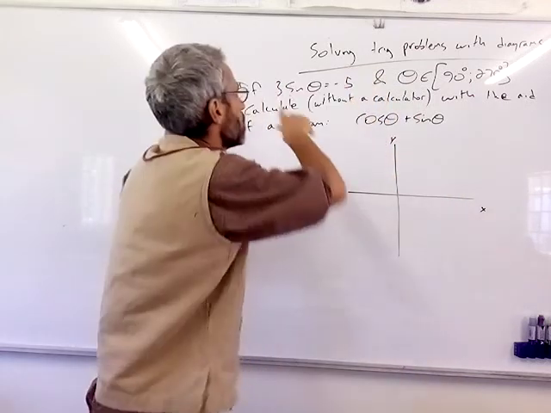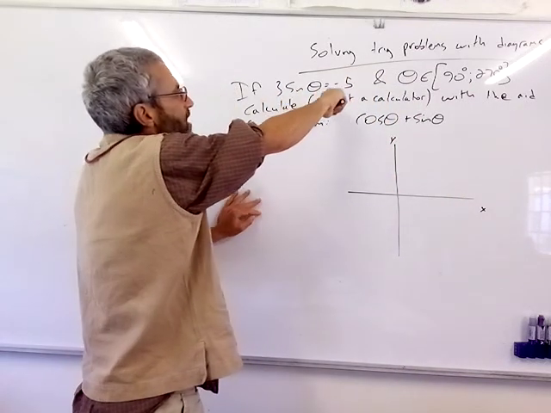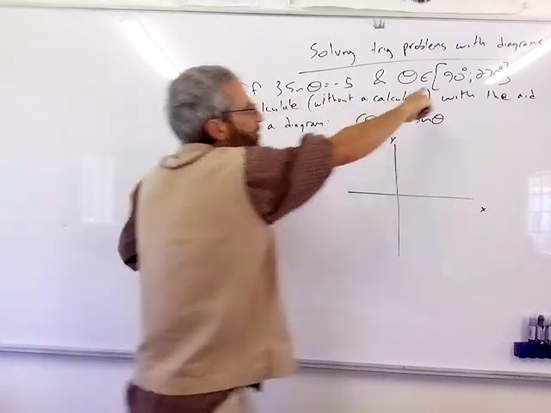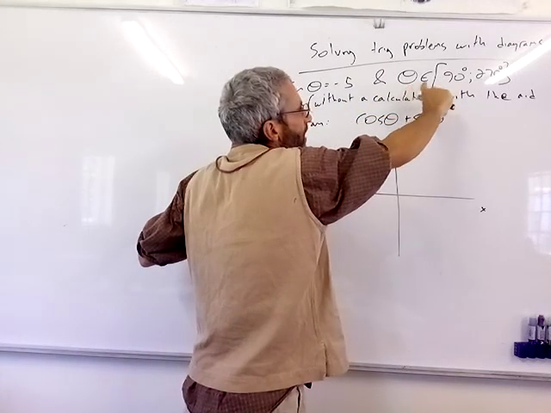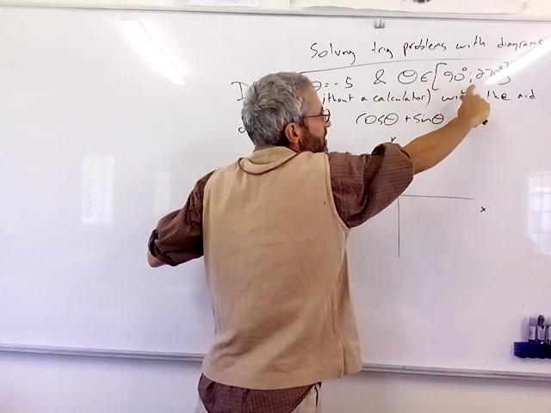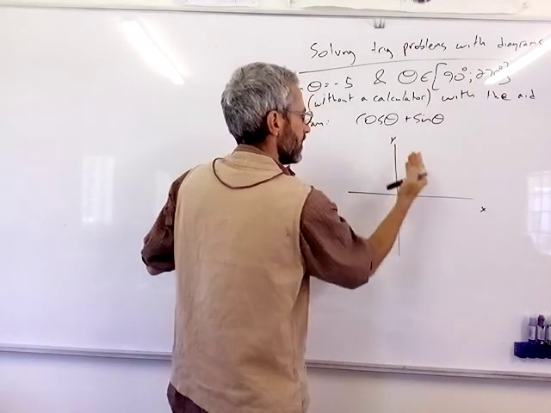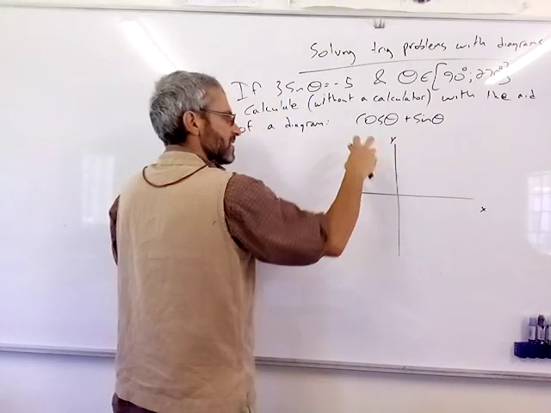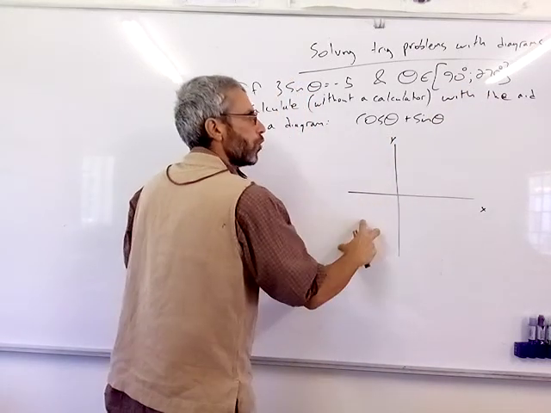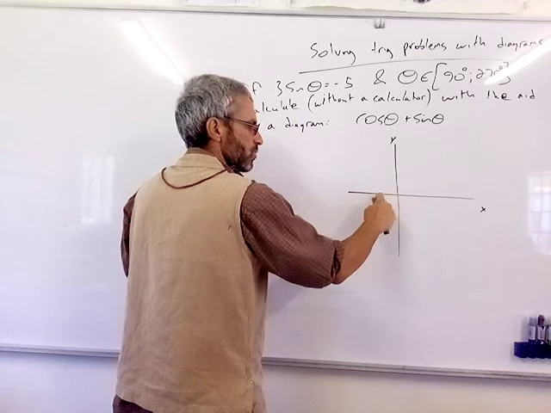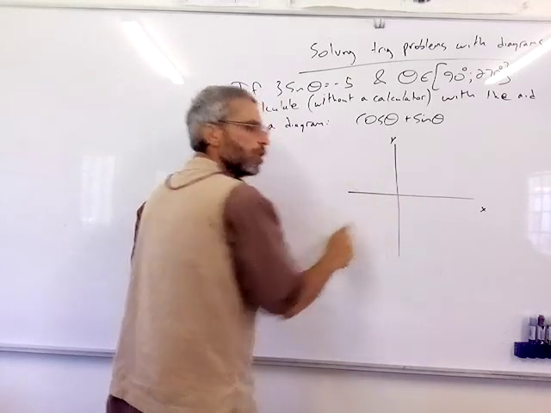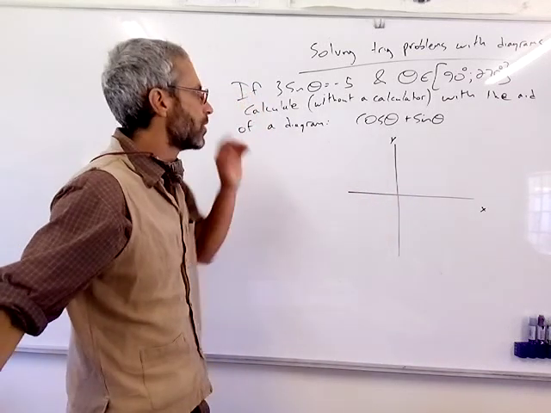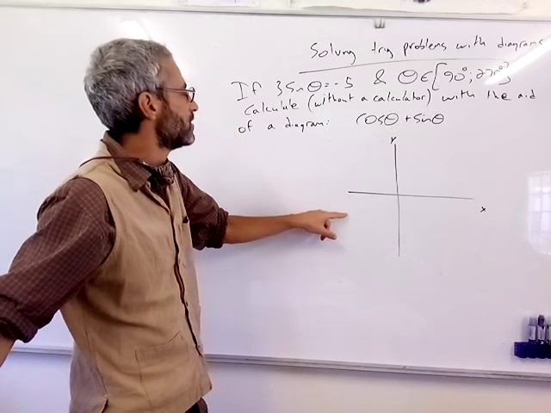So they will give you a certain equation, 3 sine theta equal minus 5. And they also tell you that theta is between 90 and 270. In other words, it's on the left side. It's either quadrant 2 or 3, right? Because this is 90, this is 180, this is 270. So it's either 2 or 3. Luan already figured out which one it is, but we'll figure it out in a minute.